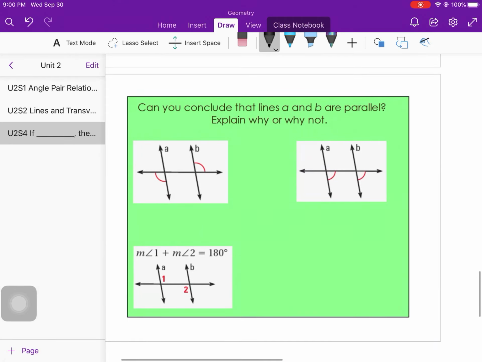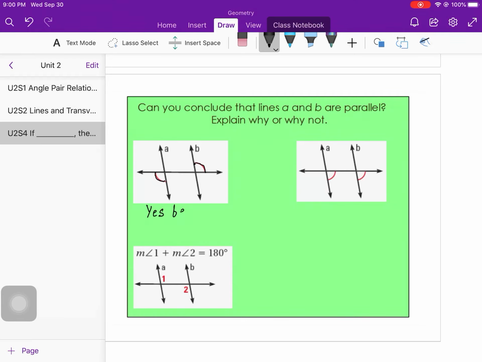Now this is our last section here. This is just asking, can you conclude that lines A and B are parallel? Explain why or why not. So here, A and B, and then we have this transversal going through. This arc here is the same as this arc here. That tells us that they are congruent. Those are same side exterior angles. So yes.